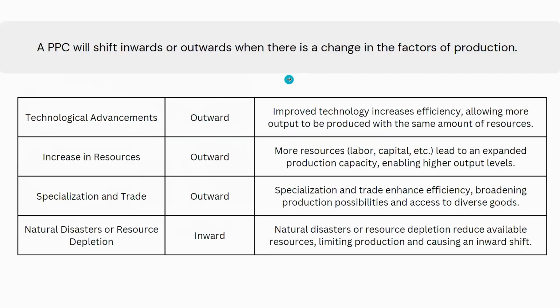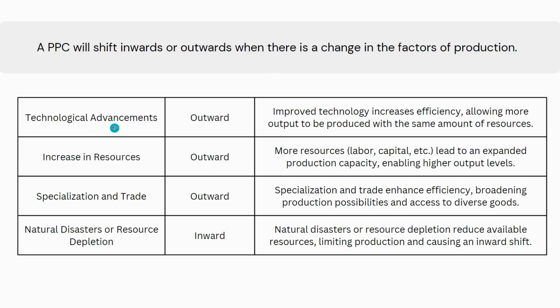Let's see shifts in a PPC. Let's look at the reasons for shift in the PPC first. A PPC will shift inward or outwards when there is a change in the factors of production, and the factors of production are land, labor, capital, enterprise. If there's any change in these four factors of production, the PPC is going to shift either inward or outward.